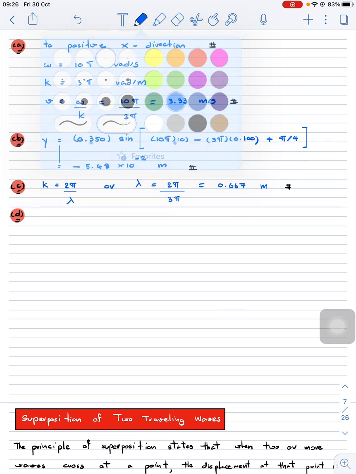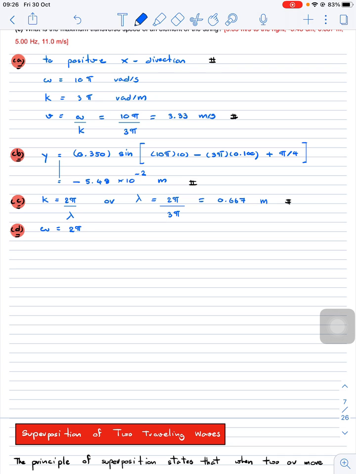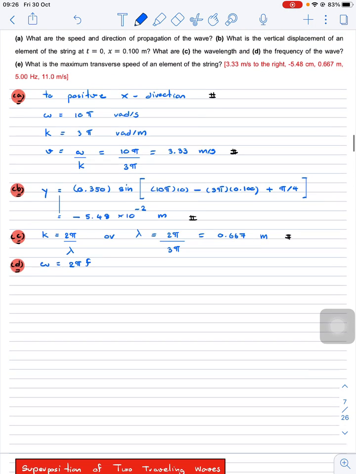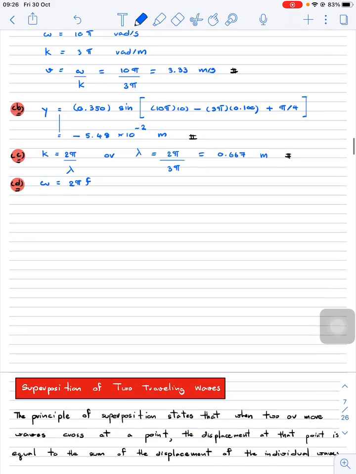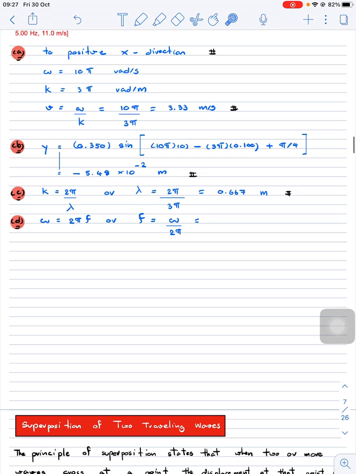For part D, omega equals 2 pi times the frequency. So the frequency is equal to omega over 2 pi. Omega is 10 pi over 2 pi, so it's just equal to 5.00 hertz for the frequency.